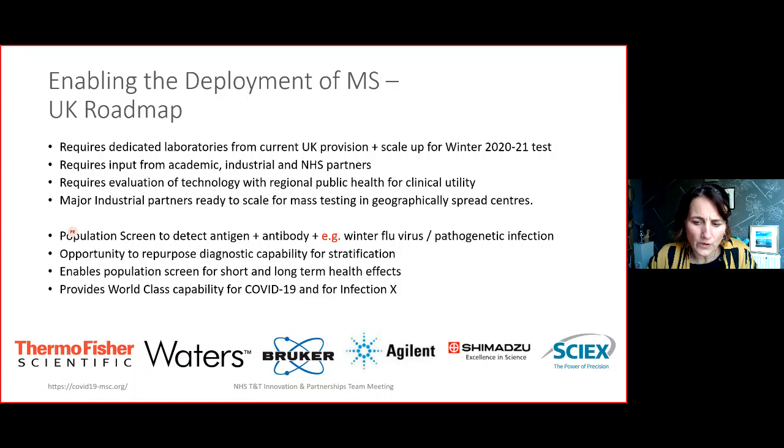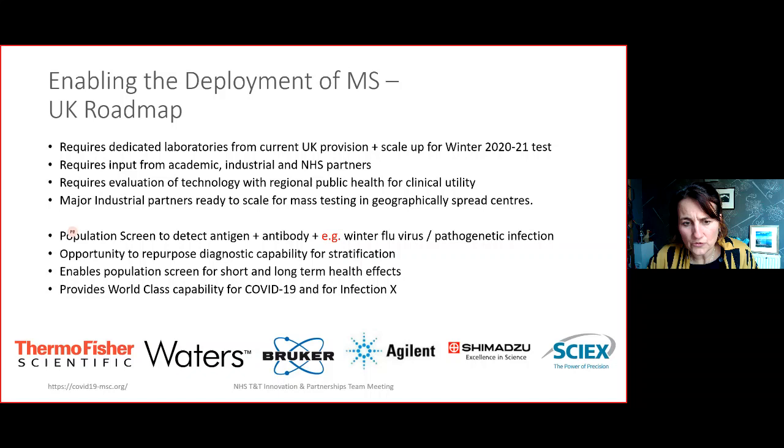So we're going to look to see whether we can also detect antigens from the winter flu in saliva and nasopharyngeal swabs. As I mentioned, the underlying belief from government is that we can use this for COVID, and COVID diagnostics is absolutely what we're doing, but that diagnostic capability could then be repurposed to help stratification.